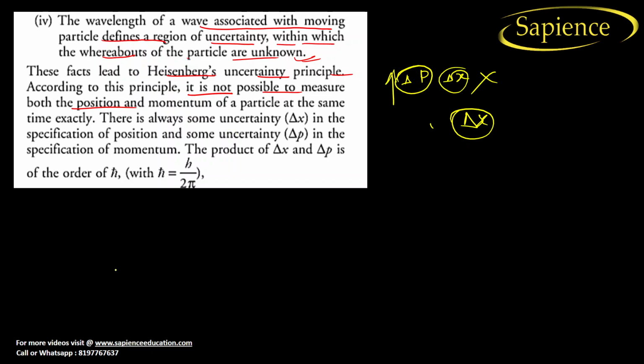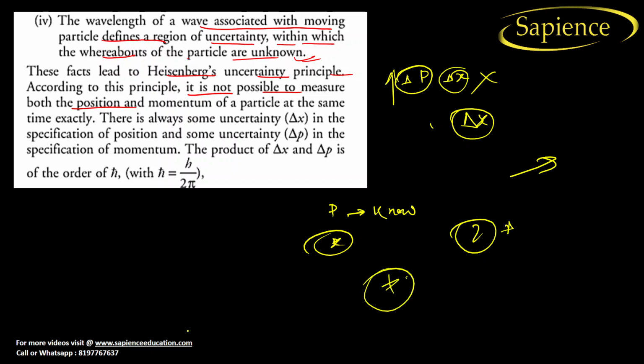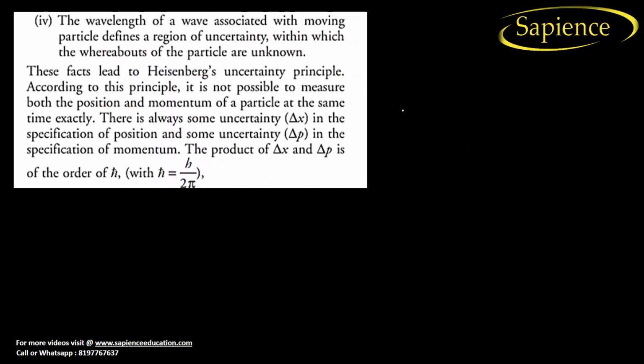This is always some uncertainty. Uncertainty means if momentum is known, then we cannot specify its position. Why? Because its velocity is there. But if we specify the position, then momentum will be uncertain, right? So this is called the Heisenberg's uncertainty principle. That is why h bar, which is h by 2 pi, is given.